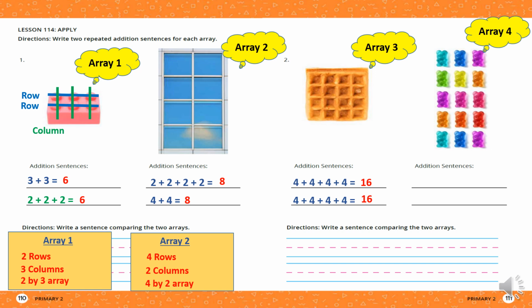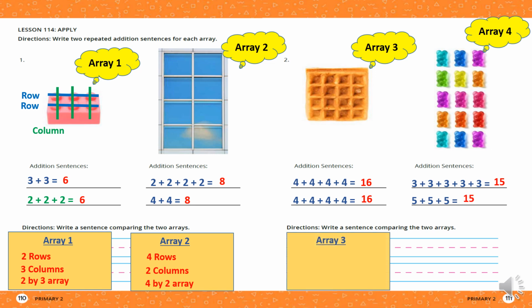The last one, let's add the rows. 3 plus 3 plus 3 plus 3 plus 3 equals 15. Let's add by columns. Each column has 5 candies. So we will write 5 plus 5 plus 5 equals 15.